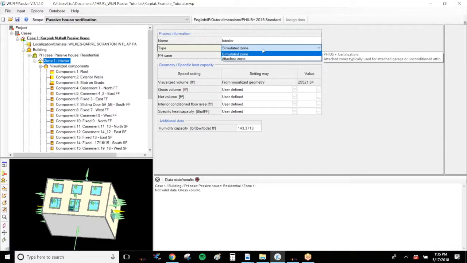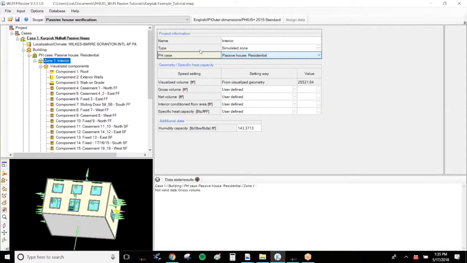An attached zone might be something like an unheated basement, a garage, something that's in the 3D geometry that you're not actually calculating as part of the thermal envelope. So I'm going to keep it as a simulated zone. And then it's within the PH case residential here.